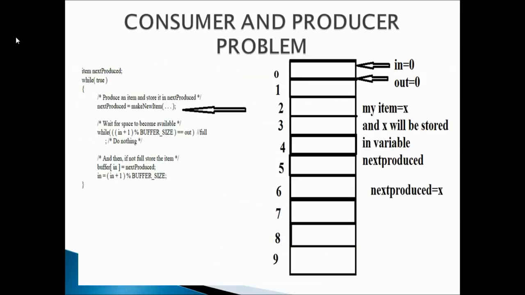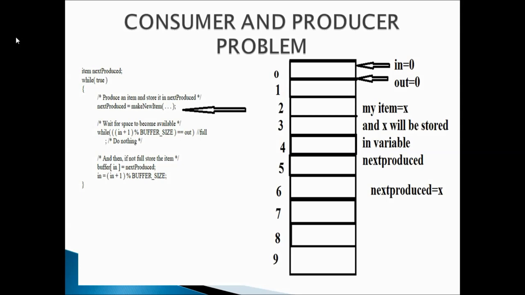So now I am explaining the producer. This is the code for the producer. To produce an item, first you have to prepare your item, right? You can see the code there: produce an item and store it in next produced. This is the initial setup, and I am going to assume that my item will be X, and X will be stored in a variable called next produced.